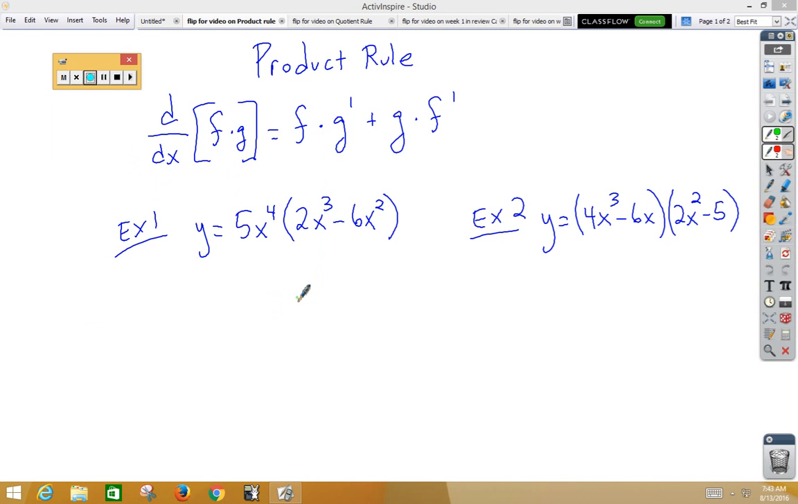This video is on the product rule, and these are just some basic examples of the product rule. The product rule is when you take two functions and multiply them together. You would do the first function times the derivative of the second plus the second function times the derivative of the first. Let's do an example.